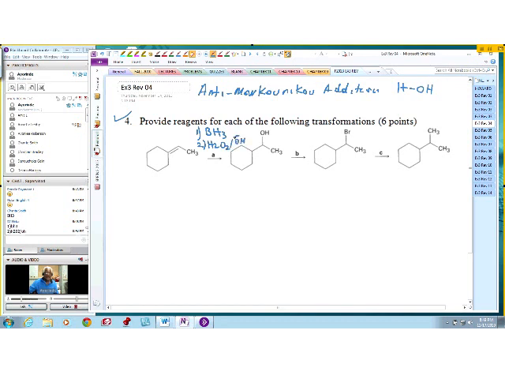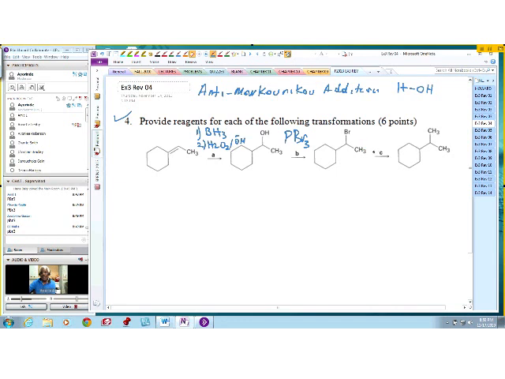Okay, very good. Now B wants us to go from a secondary alcohol to a secondary alkyl bromide. What reagent do we need here? Okay, phosphorus tribromide. Now you see how easy these problems are once you know your reagent.